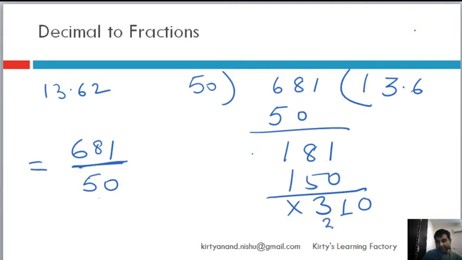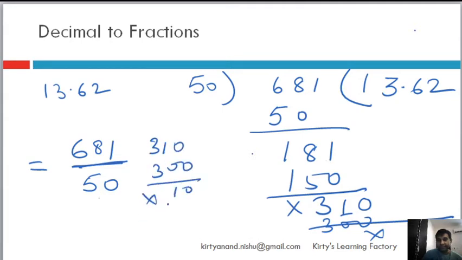50 into 6 is 300. Now 10 is the remainder here, and because we are after the decimal and there is a remainder smaller than the divisor, we will put another 0. Let's do it here. 310, and I subtract 300, so 10 is the remainder, and because it is after the decimal, I bring in a 0 here, and then I see that 50 into 2 is 100 and the remainder is 0.